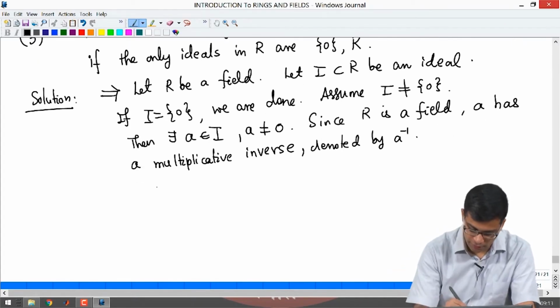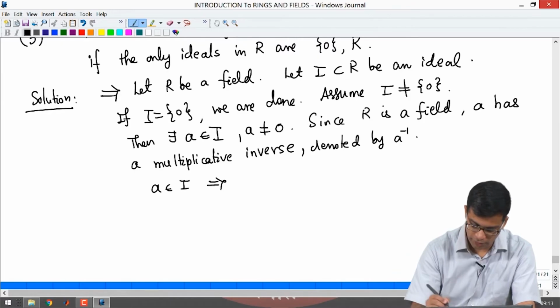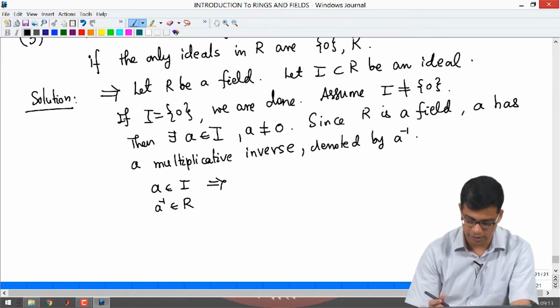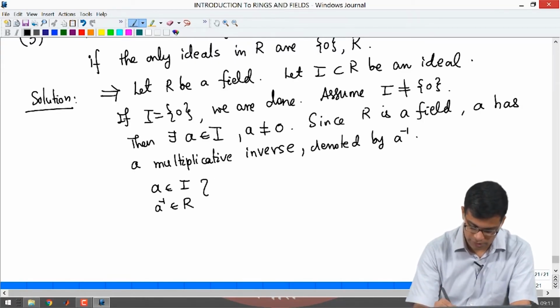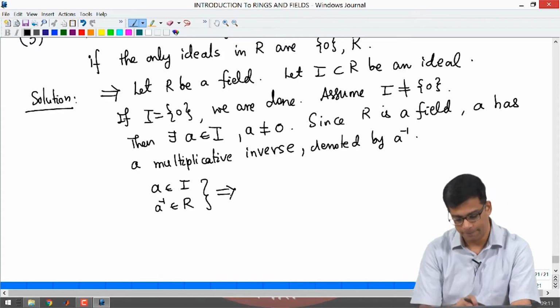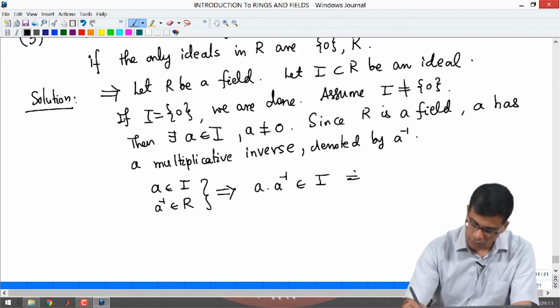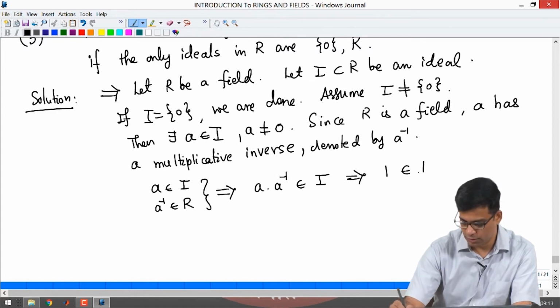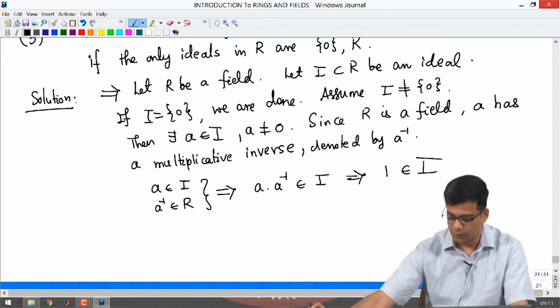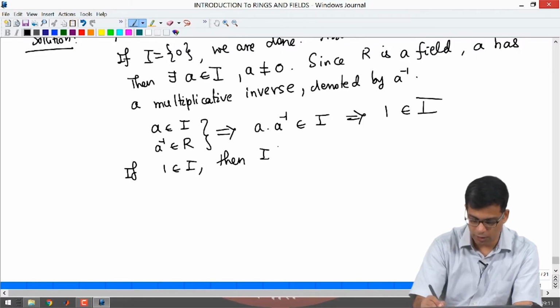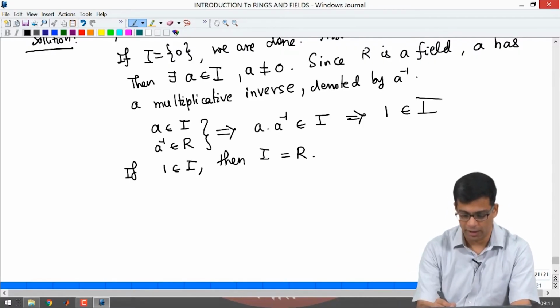So, now let us see, a is in I and a inverse of course is in R, it has an inverse in R, we are not saying it has an inverse in I. But what is the definition of an ideal? If something is in the ideal and something is in the ring, their product is in the ideal. What is the product of a and a inverse? That is 1. So, 1 is in I, but if 1 is in I, then I claim I is equal to R, right. If 1 is in I, everything is in I.